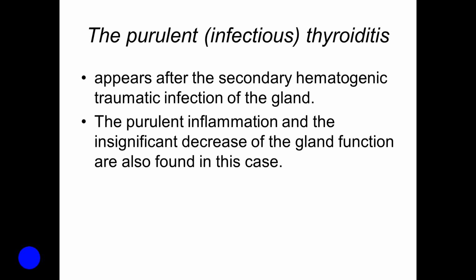The purulent or infectious thyroiditis appears after the secondary hematogenic traumatic infection of the gland. The purulent inflammation and the insignificant decrease of the gland function are also found in this case.